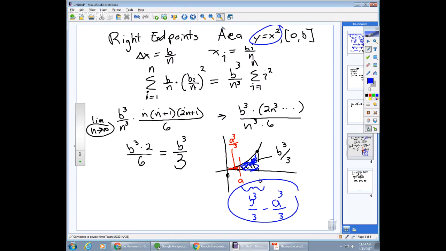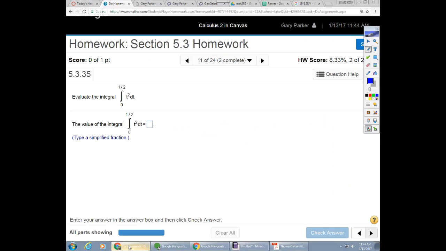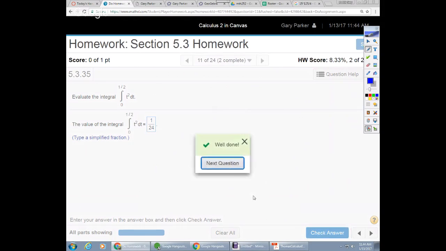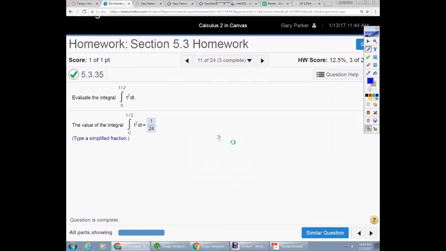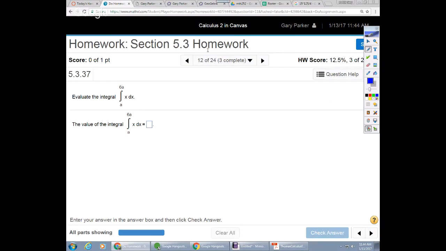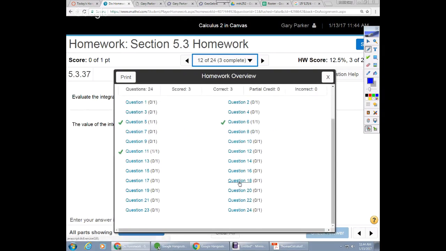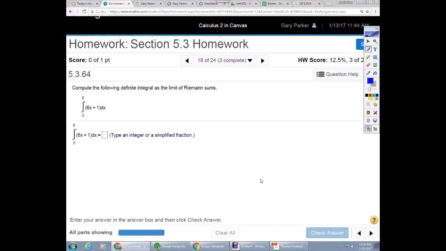All right, so let's see. Did we actually do that problem? Okay, yeah, so we found that was 1/24th, I think, is what I calculated. Answer, well done. Okay, all right, let's try a different one. Let's jump to 18, see what that sucker looks like.